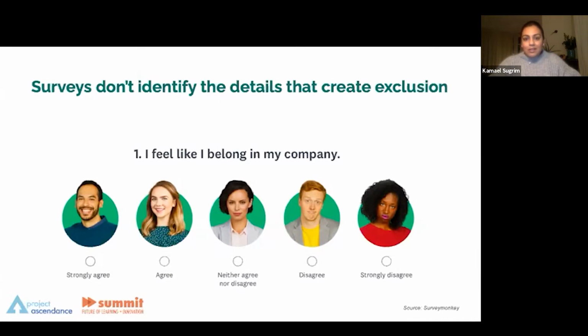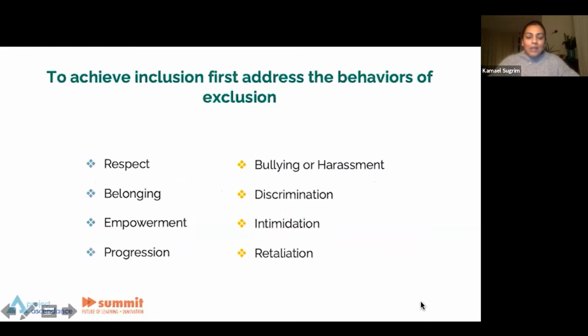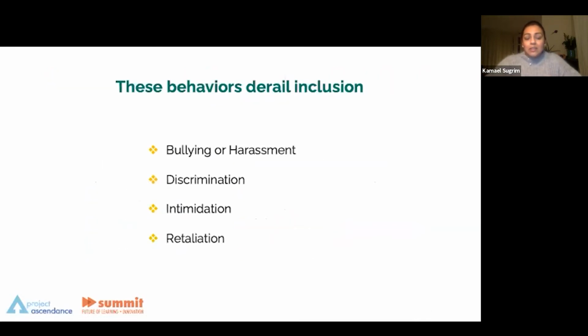So we think that there's a different set of words that we can use to talk about inclusion. And that's actually by looking at the behaviors of exclusion. And those behaviors are bullying or harassment, discrimination, intimidation, and retaliation.